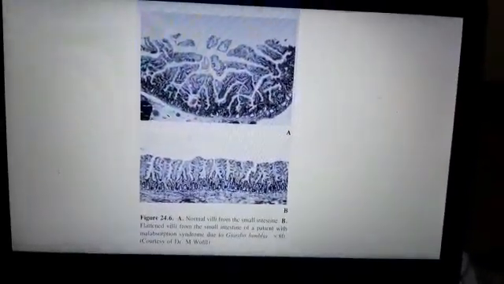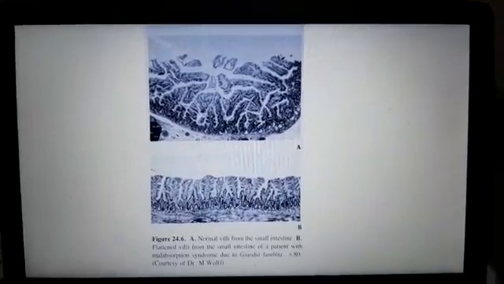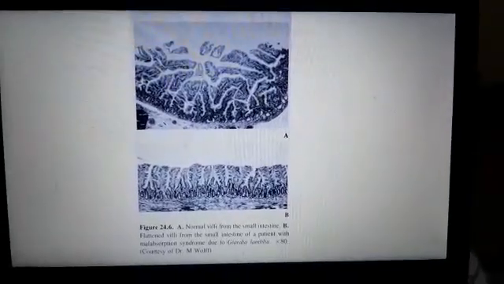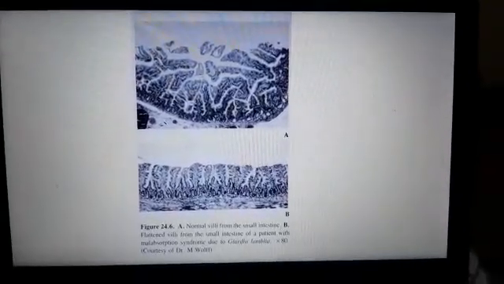This is the normal villi. First picture is showing the normal villi of the small intestine. Second one is the flattened villi due to malabsorption. Okay. With this, we end the topic of intestine.